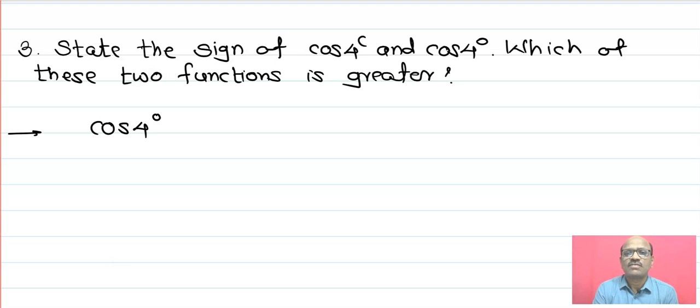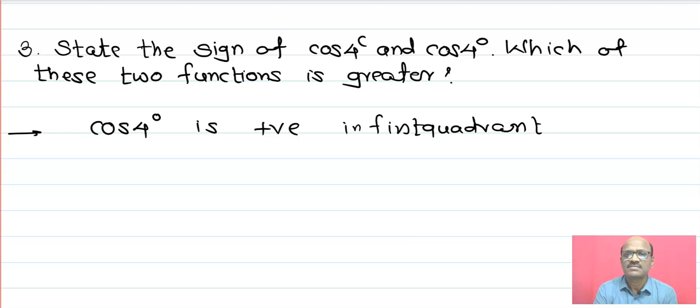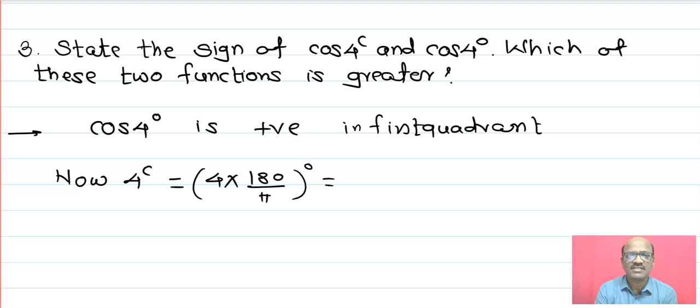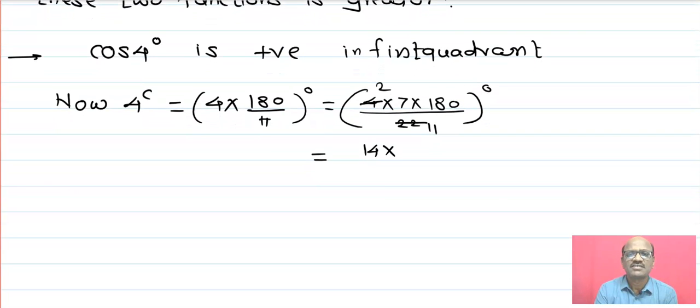State the sign of cos of 4 radian and cos of 4 degree. Which of these two functions is greater? Now see this, cos of 4 degree is in the first quadrant, and in the first quadrant all are positive. Now 4 radian can be expressed in degrees. We have seen in the first chapter that radian is converted into degree by multiplying by 180 upon pi, and the value of pi is 22 upon 7. It becomes multiplied by the reciprocal. Therefore it becomes 4 into 7 into 180 upon 22, and simplifying it, you will get 14 into 180 upon 11.